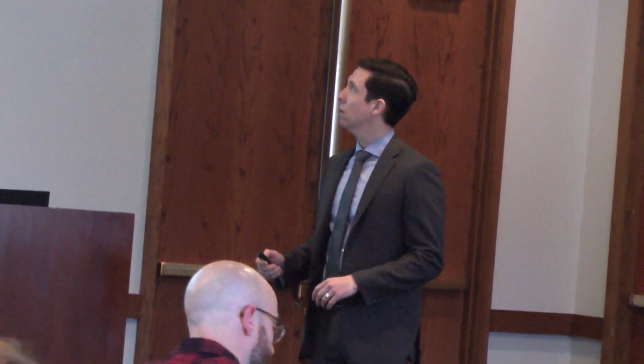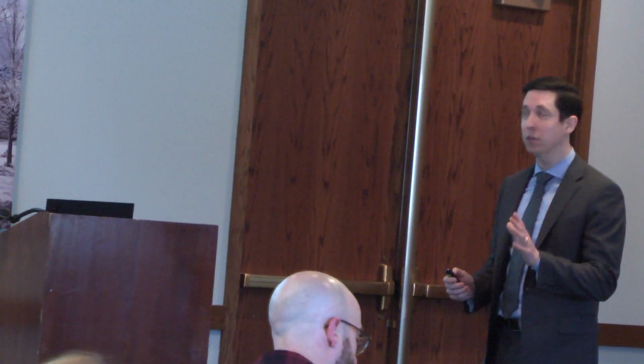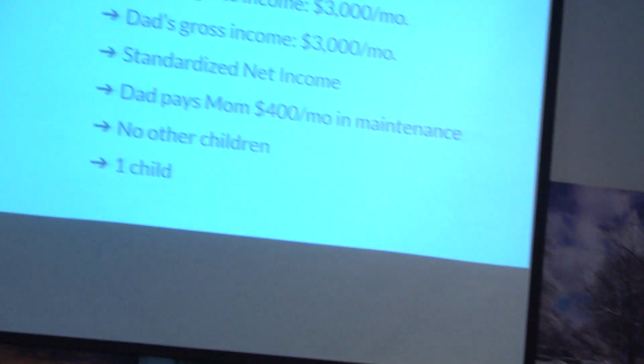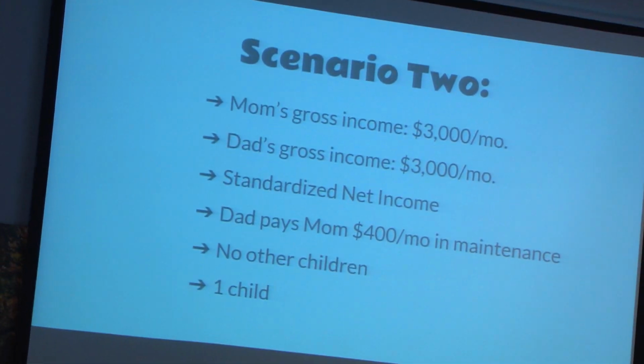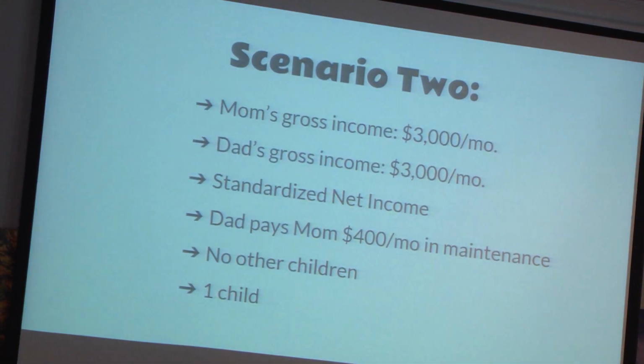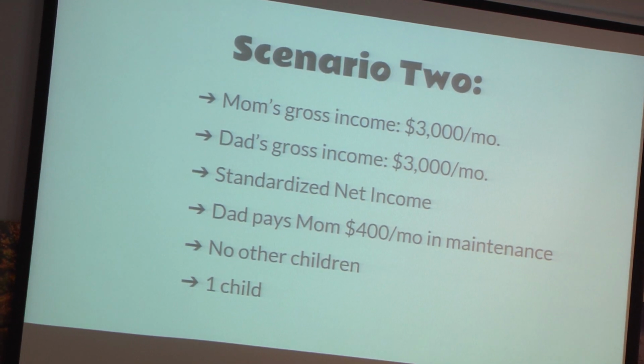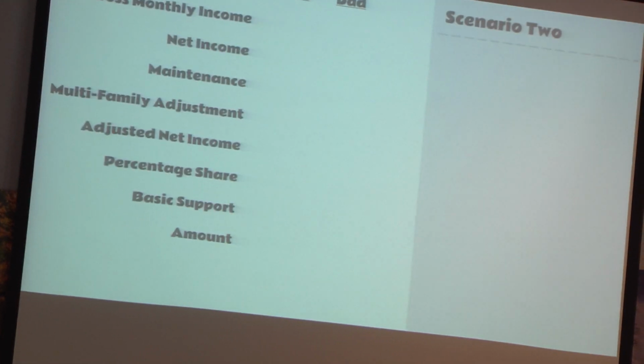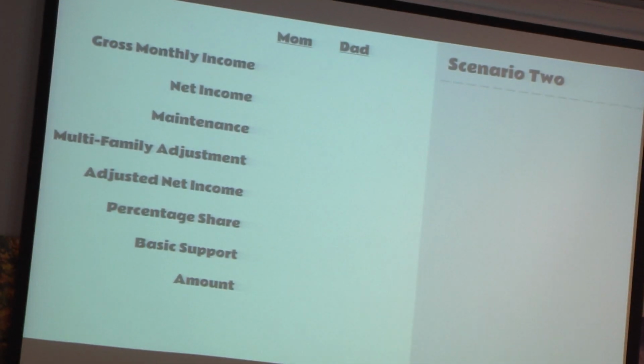Okay. So we're going to keep the scenario pretty similar, right? But this time we're going to say dad is going to pay mom $400 a month in maintenance. We're still going to use that standardized net income. They're still going to have $3,000 a month in gross income, no other children, and one child. So things change slightly, but you'll see that the math is still pretty similar.